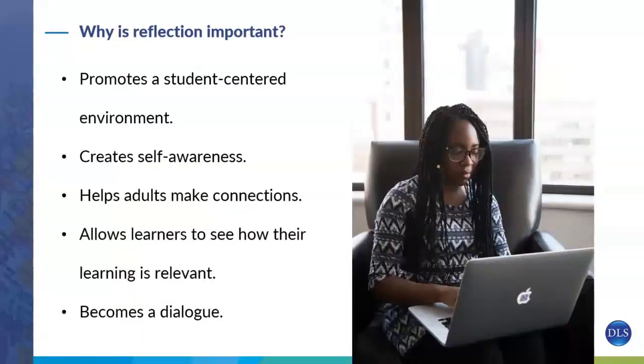So why is reflection important? Well, if you have a group of students, each of them can reflect individually about their own language process. Students may have different strengths and weaknesses. So by incorporating reflection into the class, it promotes a student-centered environment, which is what we're going for anyway. And as mentioned before, it creates self-awareness. It helps adults to make connections between, like, I'm learning this or I'm choosing to study in this way, and that is affecting my learning in this way. It can help them make connections between their strategies and the results of that. It can also help learners to see how their learning is relevant when they take a step back from the actual learning and they're given a chance to process the learning process.